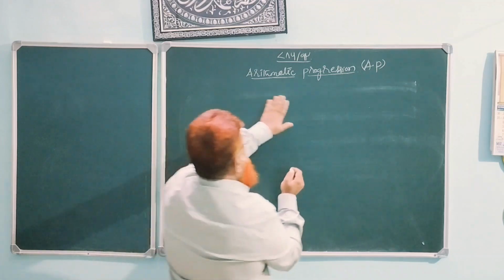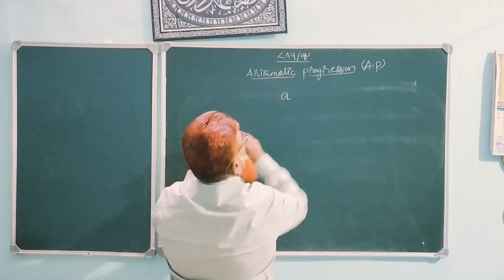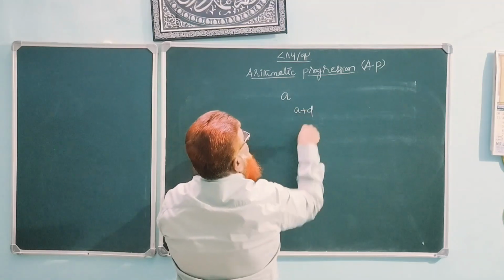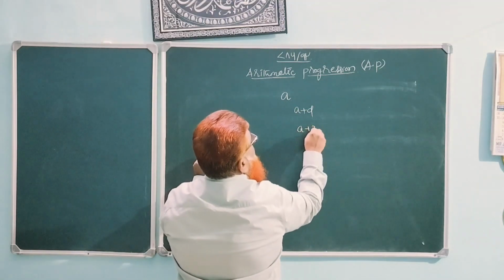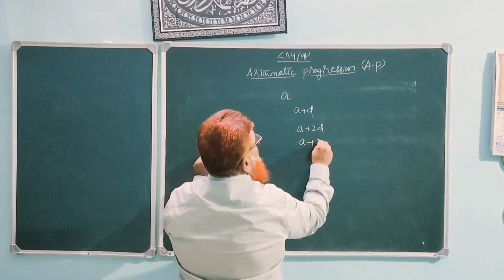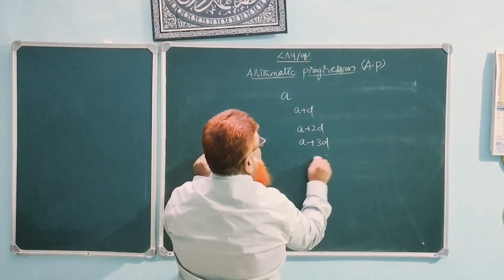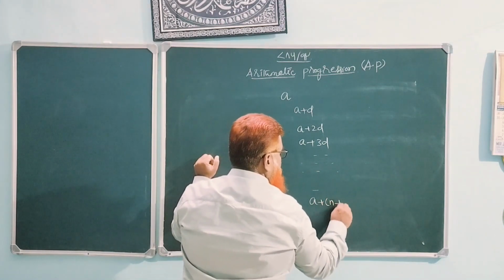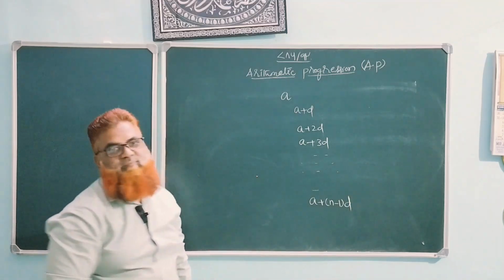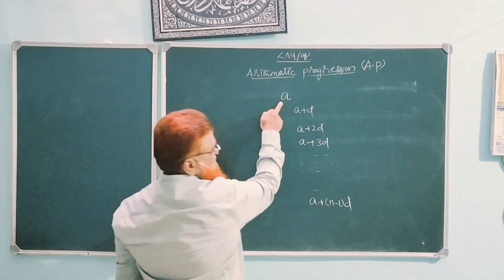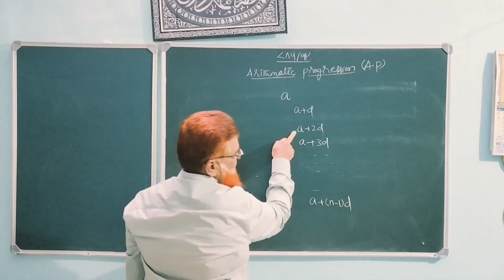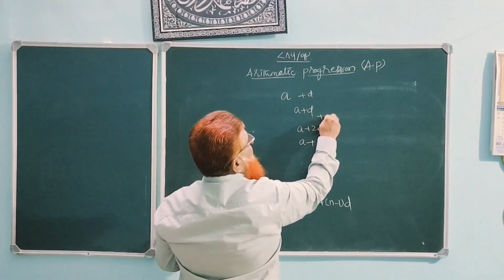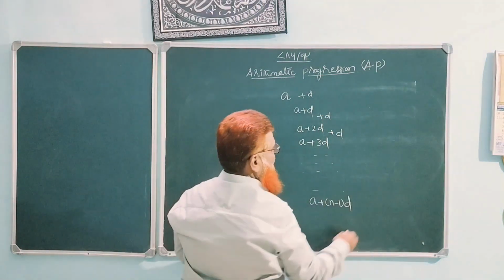Now actually, A is the first term. What is its succeeding term? A plus D. Then next it is A plus 2D. Then next it is A plus 3D, and so on. What is the last term? A plus (n minus 1) into D. Is it correct? A is the first term, the succeeding is A plus D, and so on, by adding D, plus D, plus D, we get this.